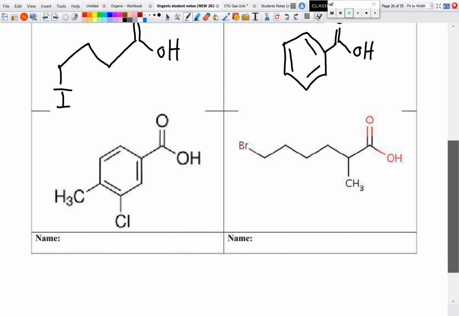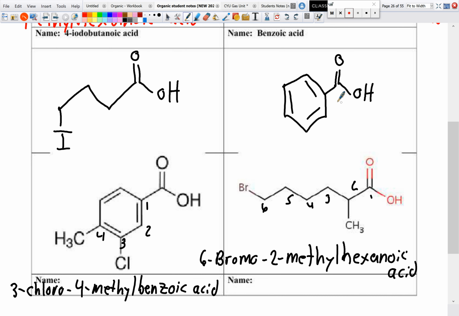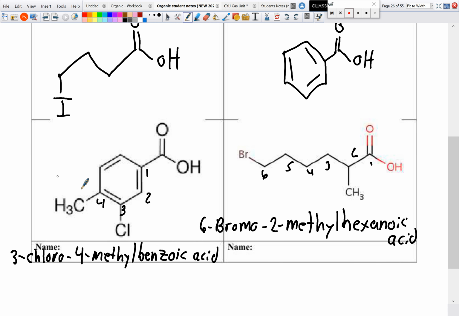So same thing, pause the video, see if you can get the names right here, because I'm going to put the answers up in 3 seconds. Alright, and that's what these look like. So we have our 3-chloro-4-methyl benzoic acid. So it looks exactly like the one I drew up there. So we do have our benzene as the parent with, of course, carboxyl functional group off the end. And then our second one here, we got our 6-bromo-2-methyl hexanoic acid, and that is the numbering and everything like that there.